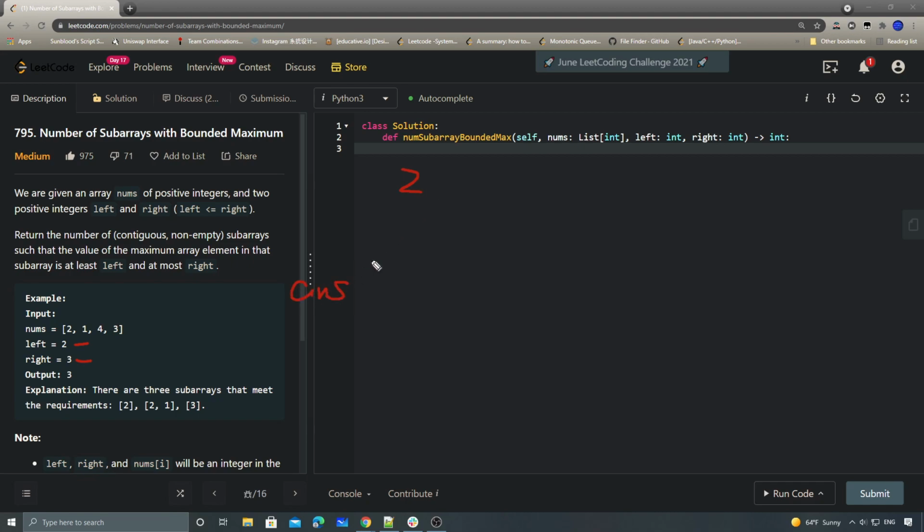Okay. So the first one is 2, that's why we have answer equals 1. And then the second one is 3. Based on our previous base case, we do a plus 2 here, because both 2 and 3 are in the range. That's why we can add 2 here. So let's say the next one, instead of 2 or 3, is 1. This one is not in the range of left and right.